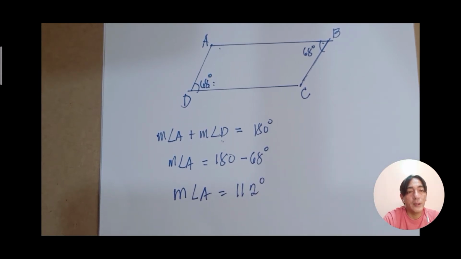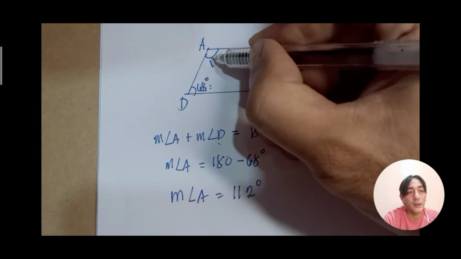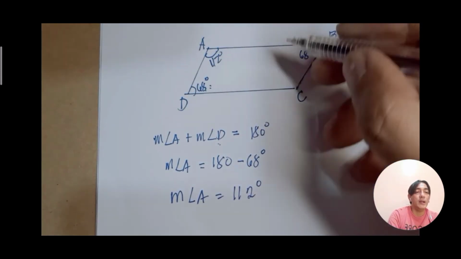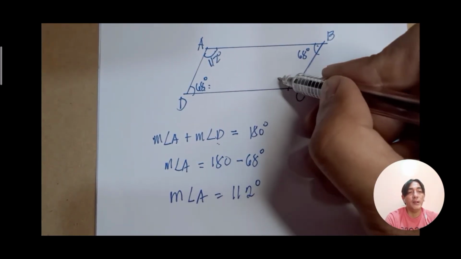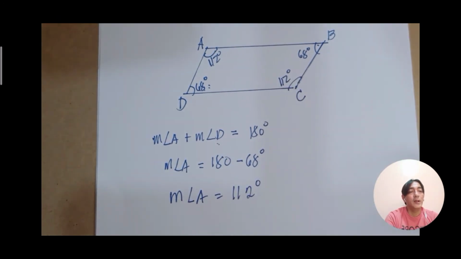So, alam na natin yung measure ng angle A, that is 112, and we can now get angle C. They are congruent to each other, therefore yung measure ng angle C will be 112 then.